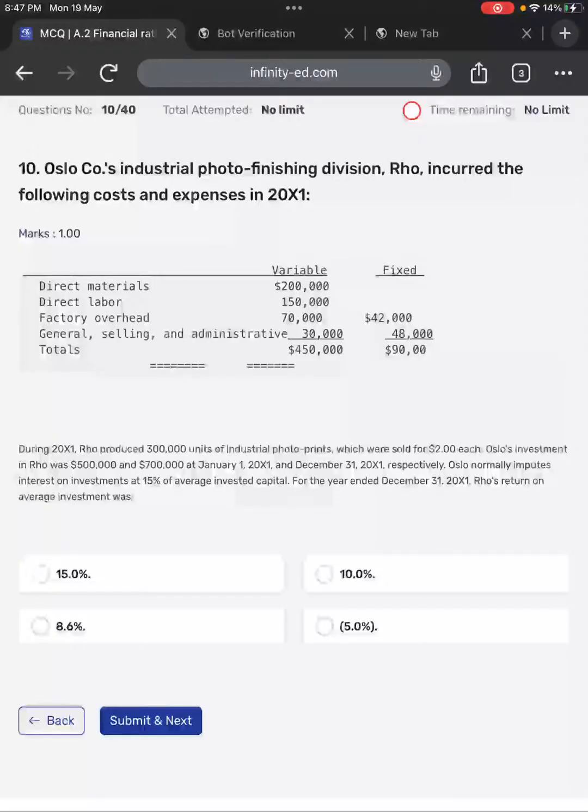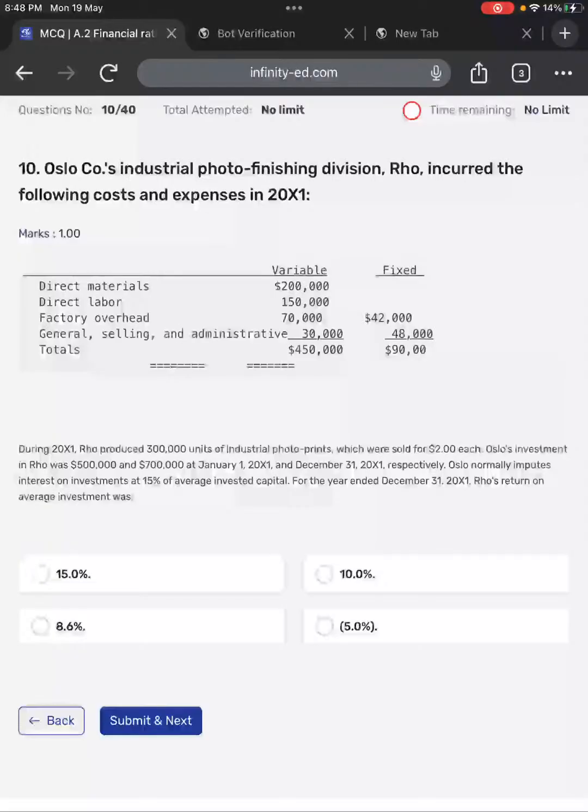4,50,000, and fixed cost 90,000. It's not 9,000. What question is exactly asking? During the year 2001, RHO produced 3 lakh units of industrial photo frames, which were sold for $2 each. How much will be 3 lakh produced into 2? Sales equal to 6 lakh.